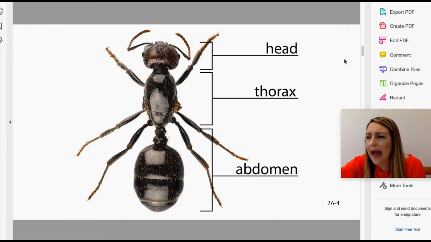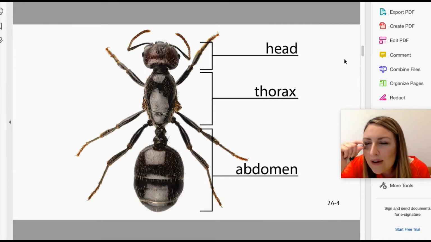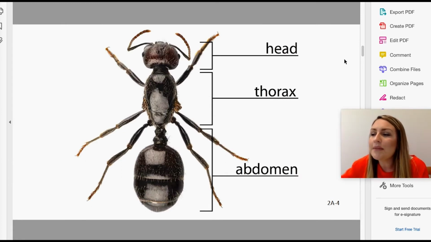The thorax is the middle part of the insect's body, and the abdomen is the end of the insect's body, furthest away from its head. The word microscopic, you say it, microscopic, refers to things that are very, very small and can only be seen well with a microscope.